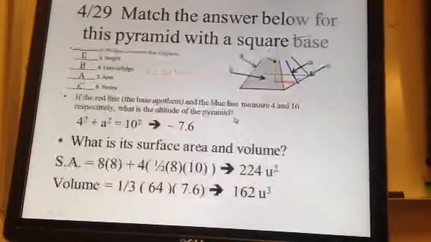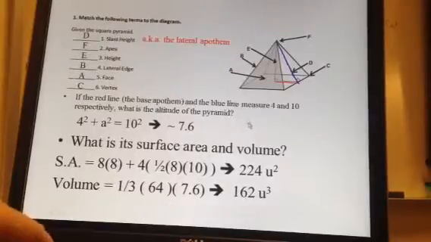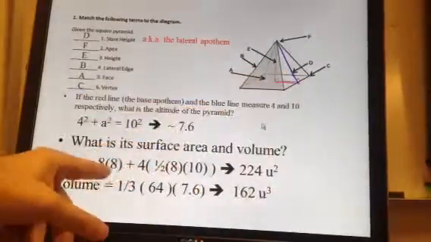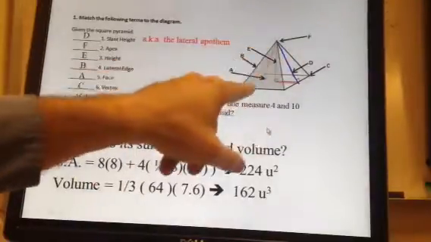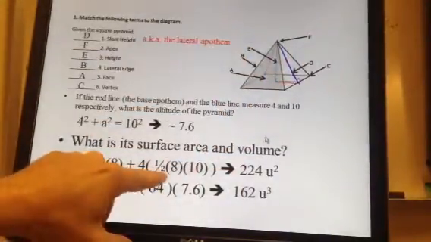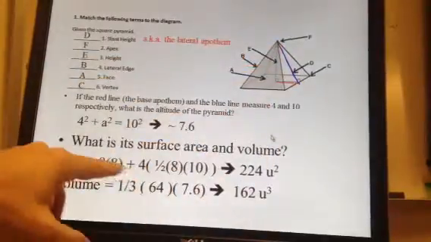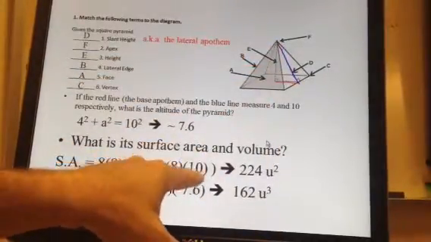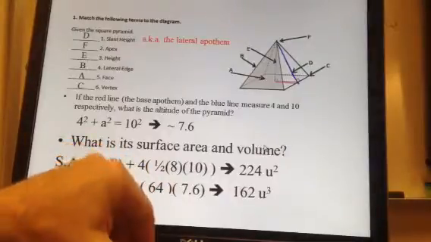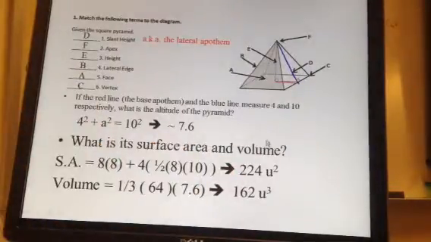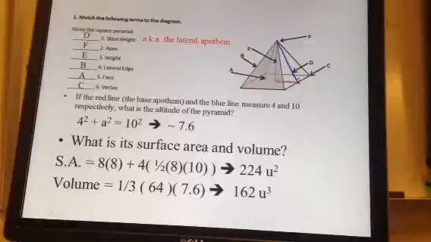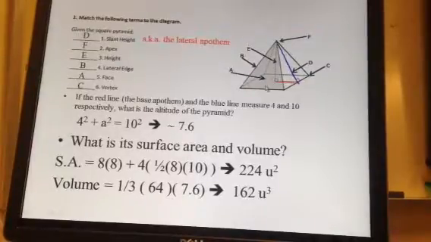Surface area and volume. Surface area, you're just going to add up all the surfaces. The bottom's an 8 by 8 square, so it's 64. There are 4 lateral sides, and they're each 1/2 times 8 times 10, our slant height. So 4 times 1/2 times 8 times 10, and when I add all those up, the 64 and the 160 gives me 224.